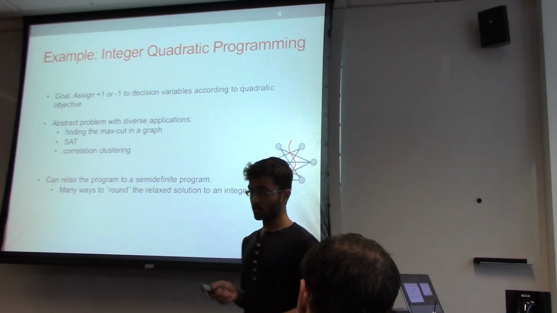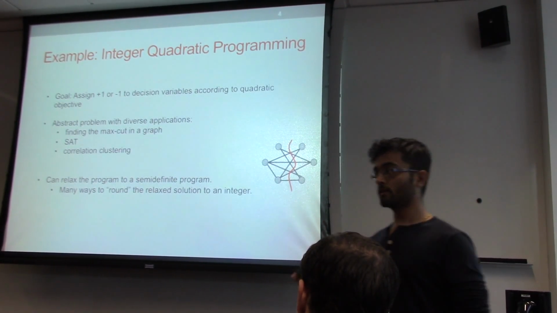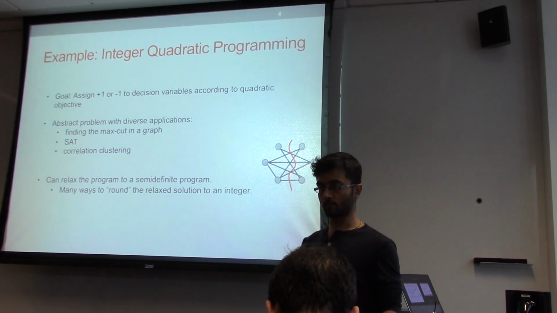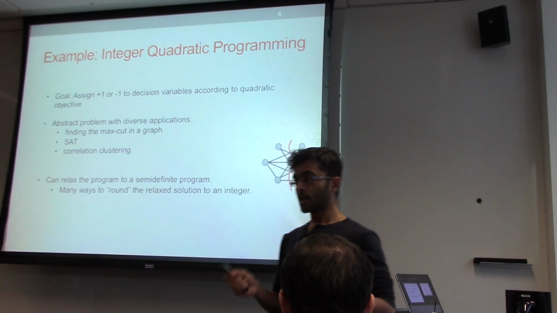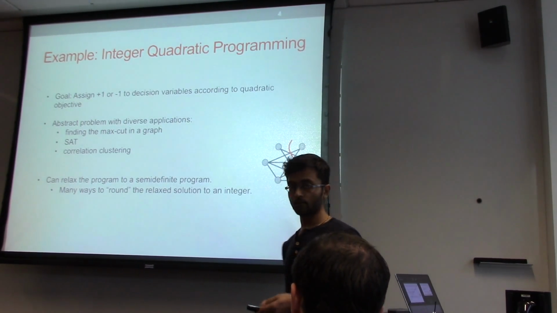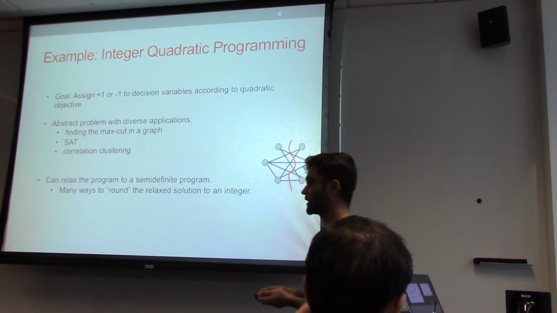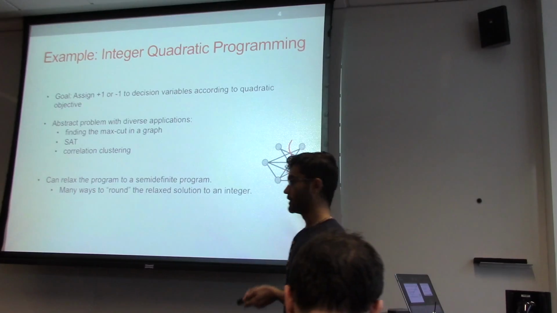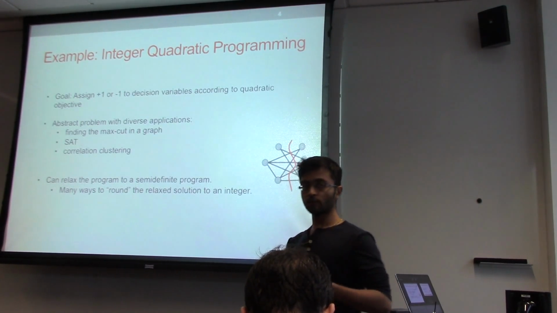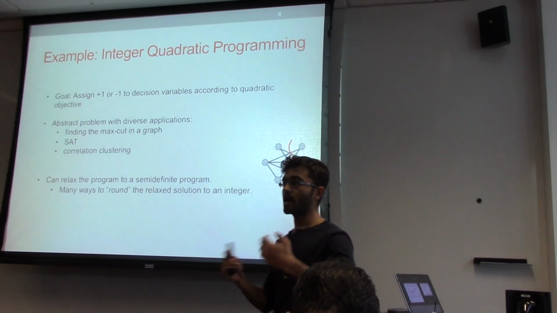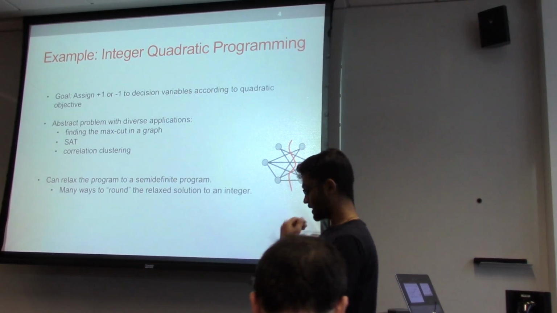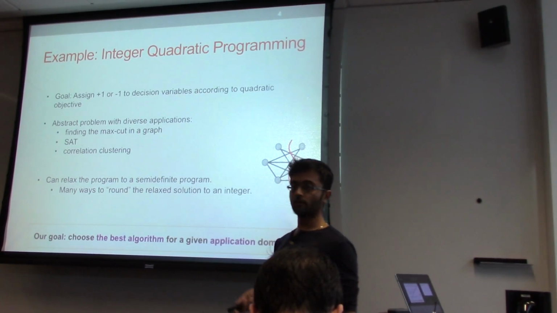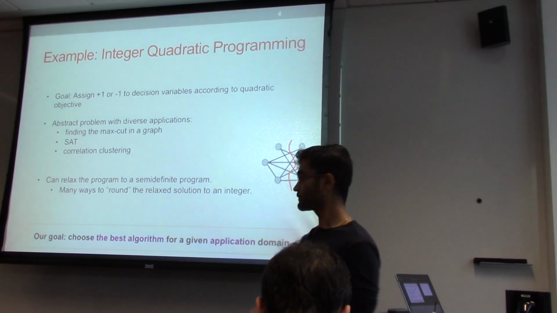Since this is also a hard problem to solve, a very popular way of solving it is by relaxing this integer quadratic program to a semi-definite program. By relaxing, I mean that instead of finding plus or minus 1 values for these decision variables, you find vector assignments to these decision variables. I'll describe this in detail later. But once you find these vector assignments, you need to round them back to integer assignments. There are many interesting ways in which you could round them, and you want to know which is the best way of rounding them back for a given application.